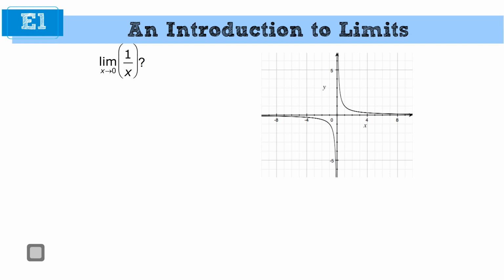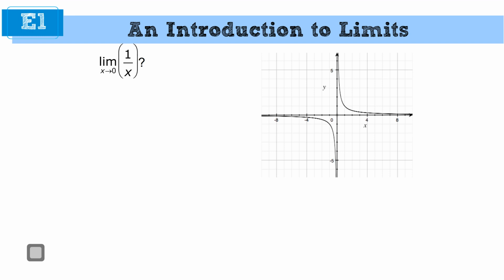What's the limit as x approaches 0 then? We plugged and chugged. That didn't work. Next step is algebraically simplify that. Can you simplify 1 over x? No, not that I know of. So now we've got to try something different. So let's look at the picture.